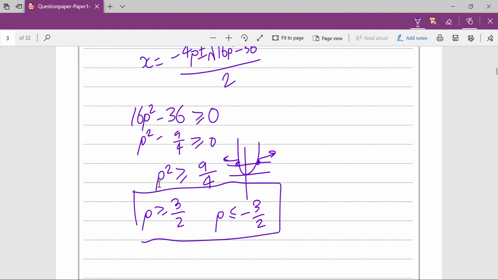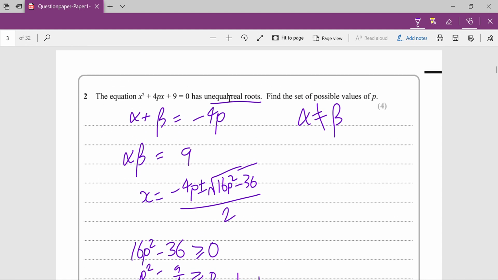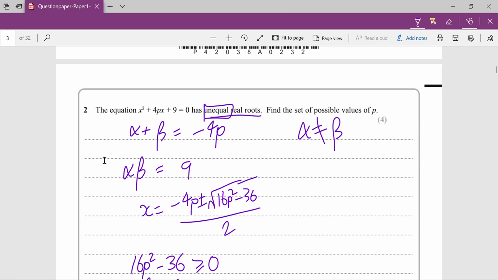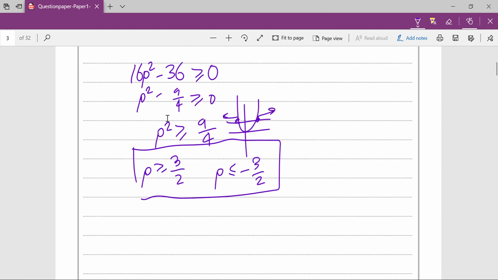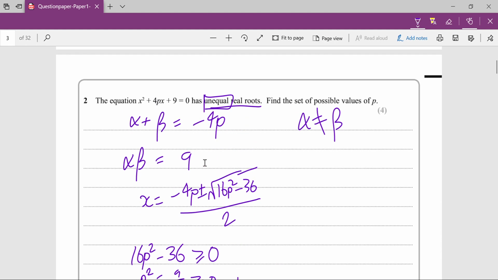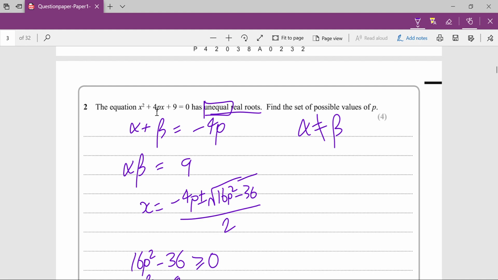But wait, there's more. So we know that the roots are unequal, and if p were to be 3 over 2, then we would get x squared plus 6x plus 9 is equal to 0. This would factorize out to just x plus 3 squared, at which point both roots are negative 3. And additionally, when it's minus 6px, it is the same functionally as x minus 3 squared. And in this case, both roots would be positive 3.